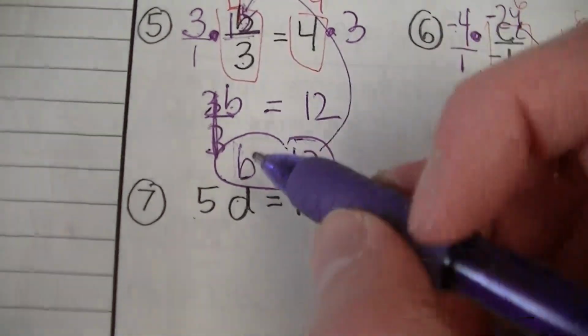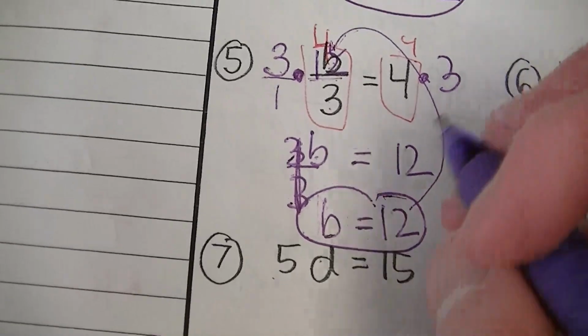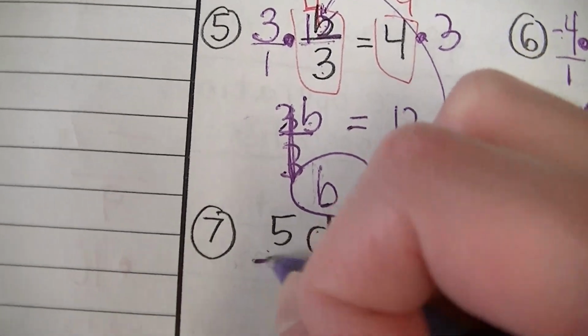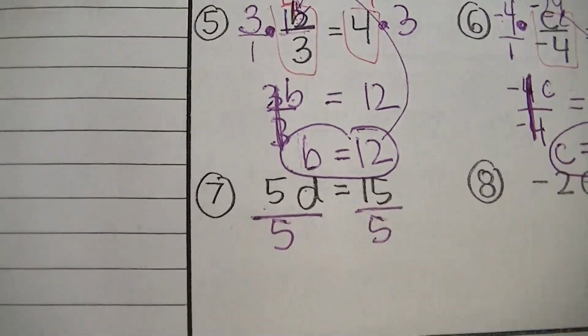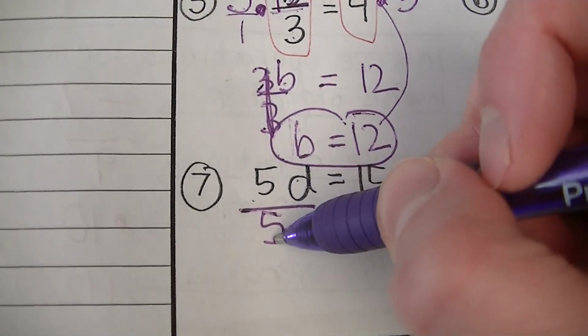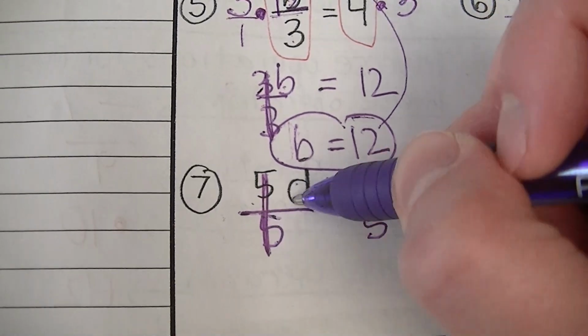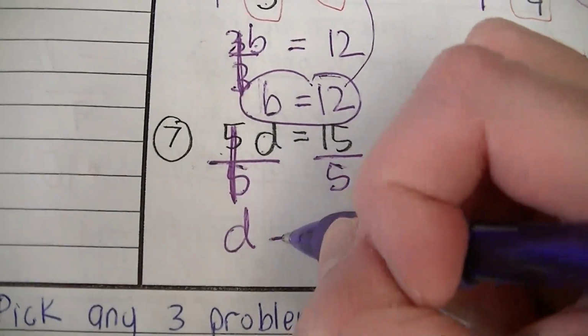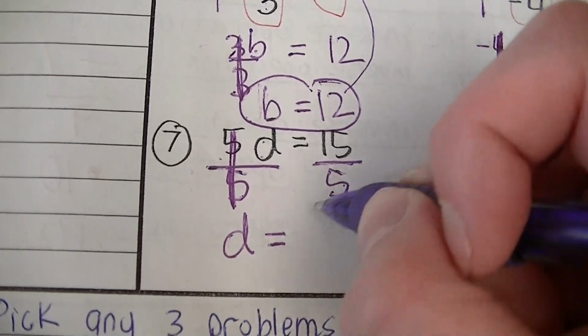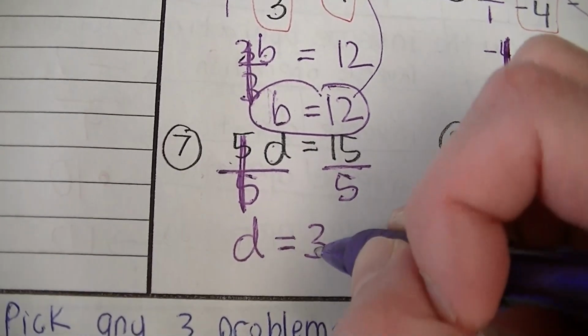Well, what's the inverse operation of timesing by 5? The inverse operation of timesing by 5 is to divide by 5. And divide the other side by 5. Okay? 5 divided by 5 is 1. 1 times d is just 1d, or just d, same thing. Keep your equal sign. 15 divided by 5 is 3. So we're saying the value of d is 3.